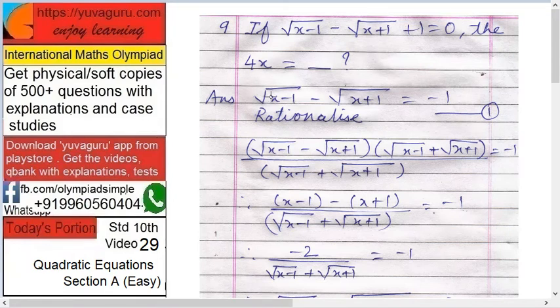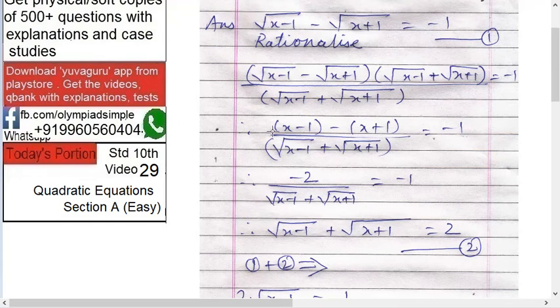So what we'll do? We'll multiply the same numbers with the opposite sign. So root of x minus 1 plus root of x plus 1 on numerator and denominator. You get x minus 1 minus x plus 1. How? a minus b into a plus b equals a square minus b square. Right? The whole upon the denominator as it is equals to minus 1. So solve this. This becomes x gone, minus 2 upon root of x minus 1 plus root of x plus 1 equals to minus 1.